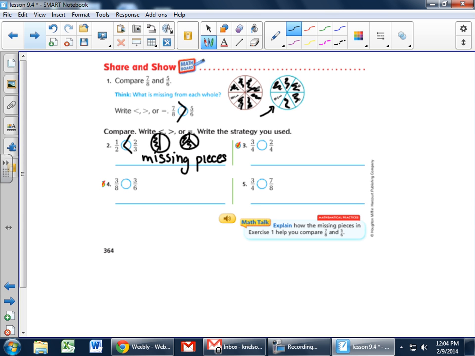You may have chosen to solve that a little bit differently. Oh, number 3, an easy one. 3/4 and 2/4. My denominators are the same, so I'm going to use the strategy of same denominator. And then I'm just going to look at the numerator, and I know 3 is greater than 2. Okay. Go ahead and try number 4 and number 5 on your own.